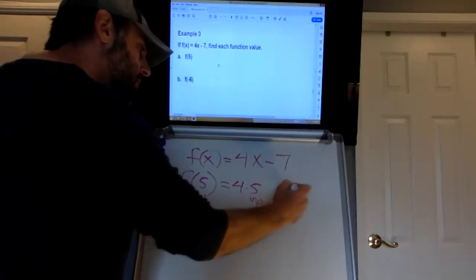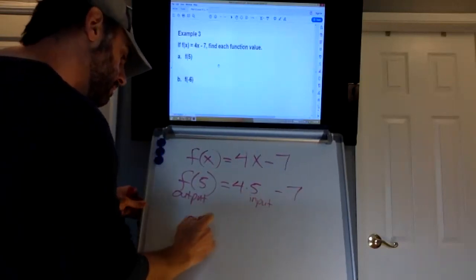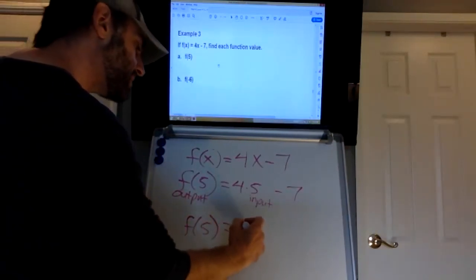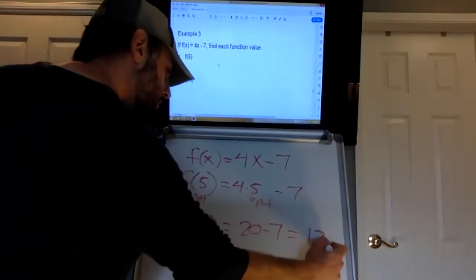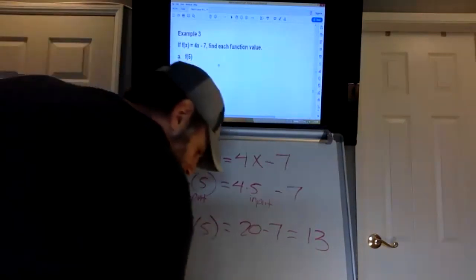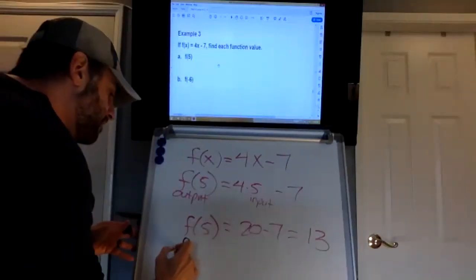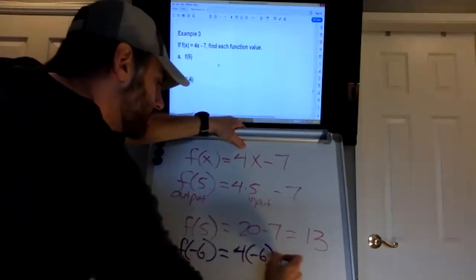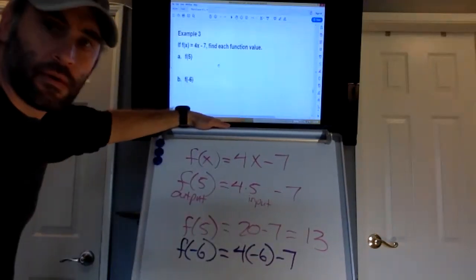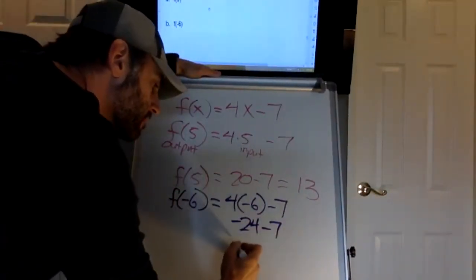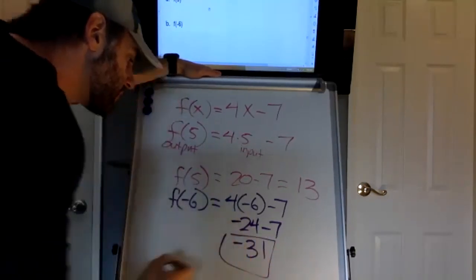Is the second one -6? It's kind of blurry. Yeah, it's -6. There's the first one, 13. And I think for B it's -31. That's what I got. F of -6 means I have to go back to this one. 4 times -6 is negative 24, and then minus 7 is negative 31. Exactly.